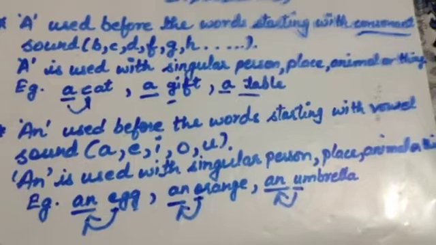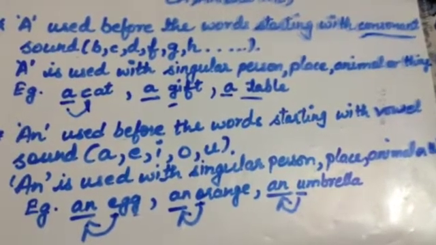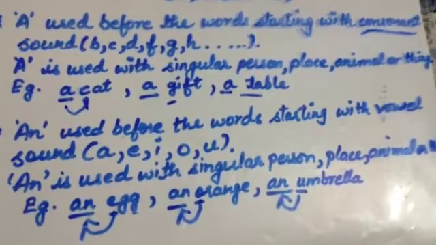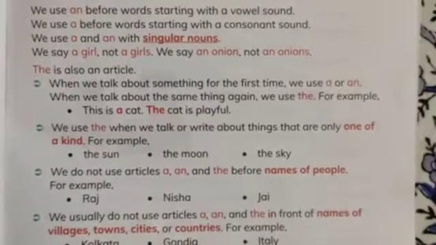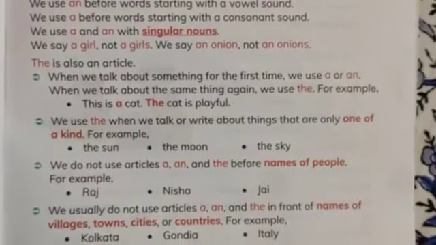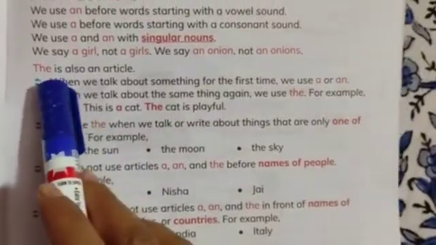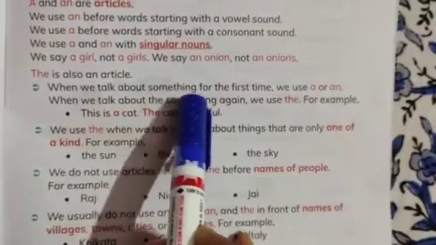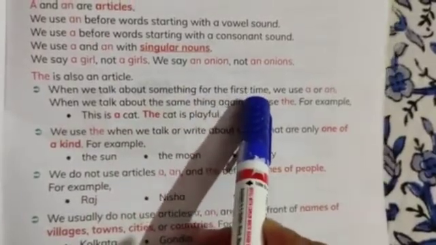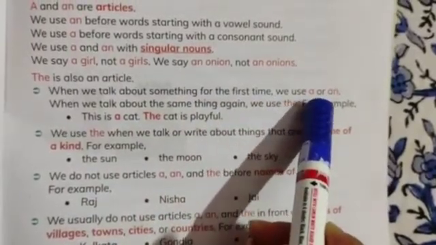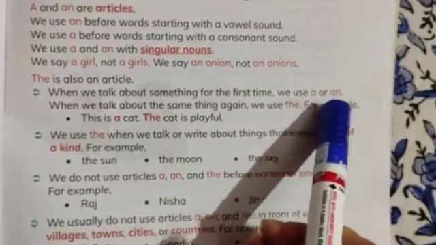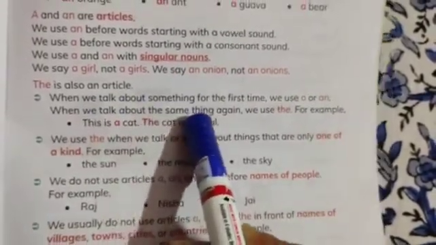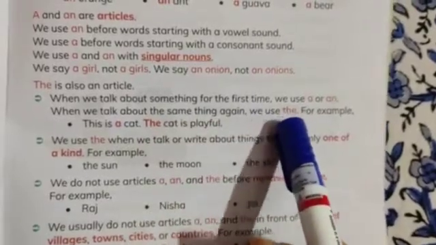Okay, I hope you have understood the use of a and an. Now the use of the we will read in the book. Now class, come to page number 41. In this we will learn the use of article the. The first point is, when we talk about something for the first time, we use a or an. But when we talk about the same thing again, we use the.